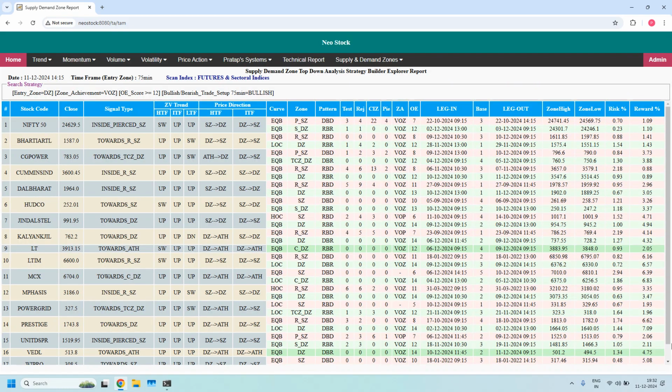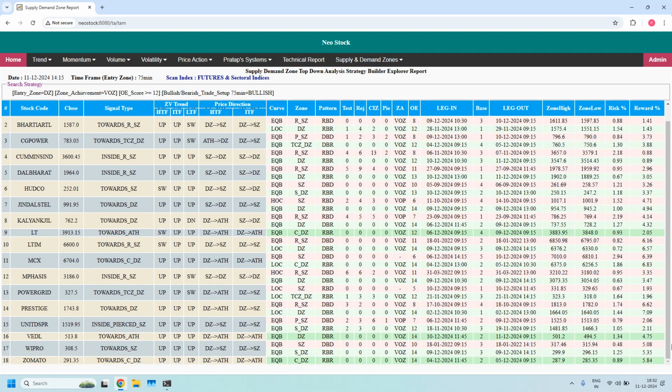And we got around 18 or 19 stocks. 18 stocks are filtered. The first 16 stocks in the list. I am scrolling the list down. So all these 18 stocks are currently supporting bullish trade setup for weekly income trade, and entry zones are 75 minutes demand zones. All these demand zones are 75 minutes demand zones.